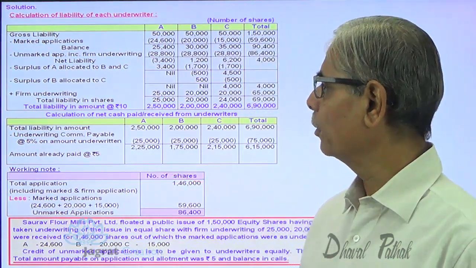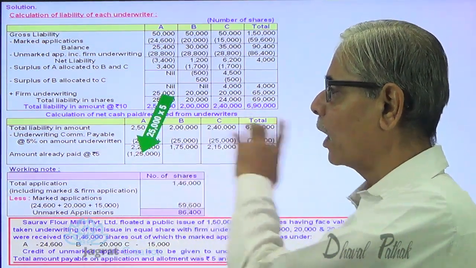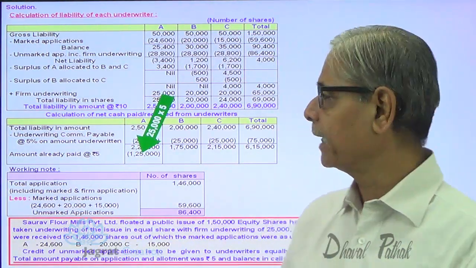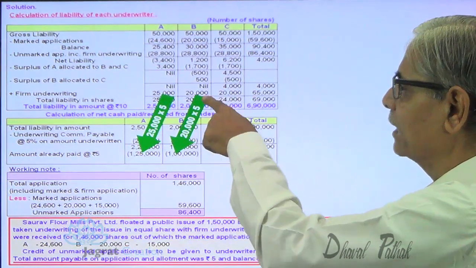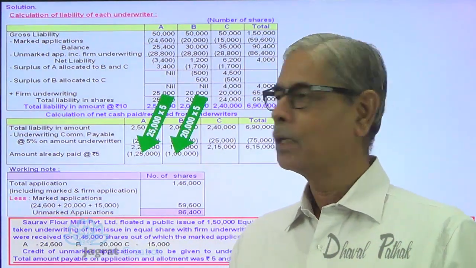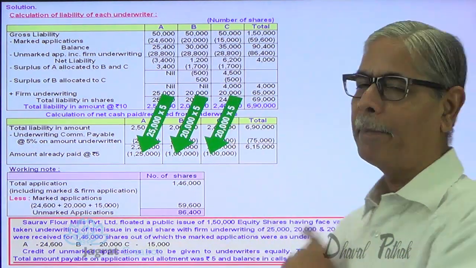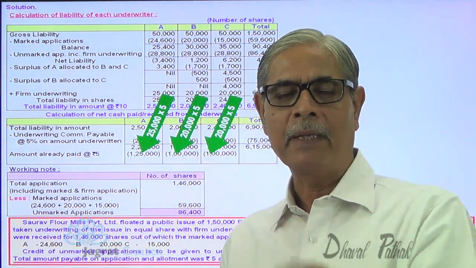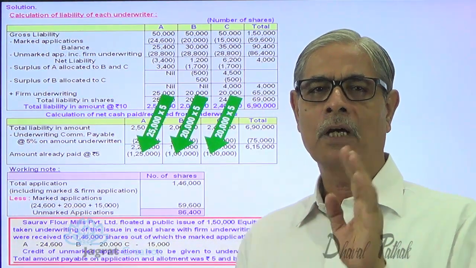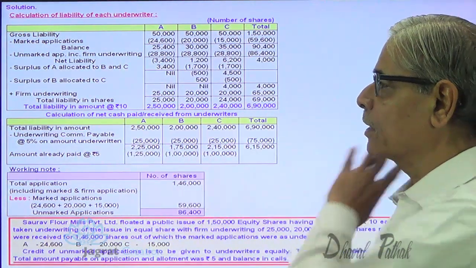So at the rate of ₹5, on 25,000 shares, they have already paid 1,25,000 because they have already made firm applications. On 20,000 at the rate of ₹5, they have already paid 1 lakh. C has already paid 20,000 into 5, 1 lakh is already paid at the time of making firm applications to the company. And all those firm applications have become the part of unmarked application that I have already explained to you. So this is the amount that has already been paid.